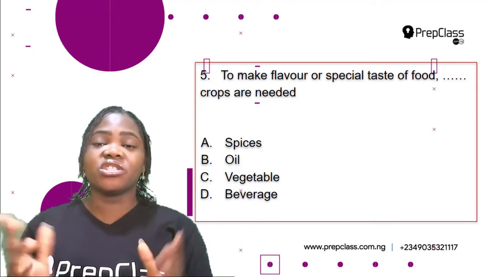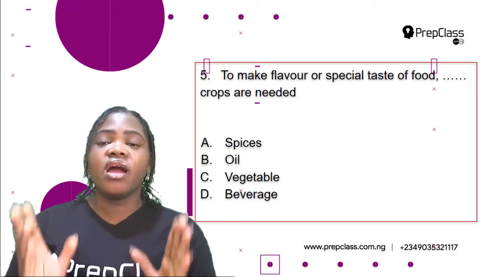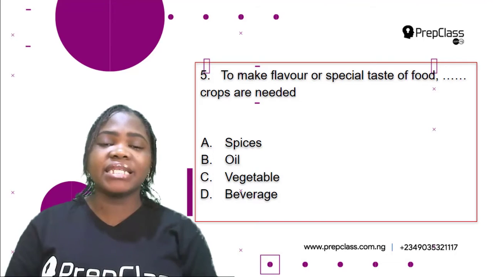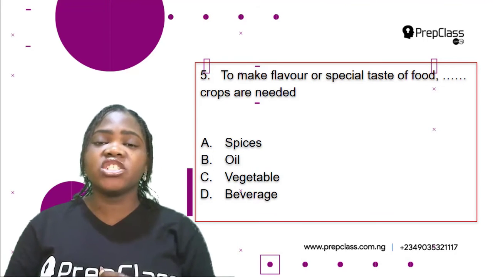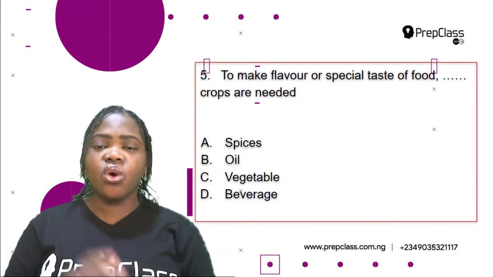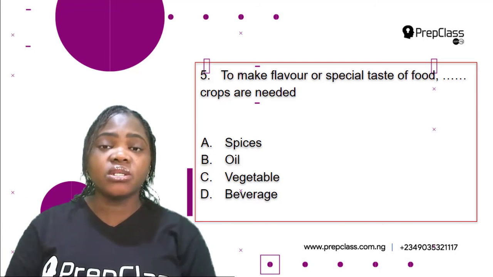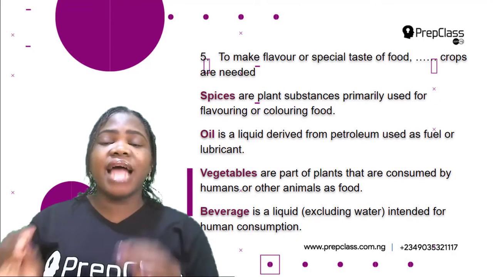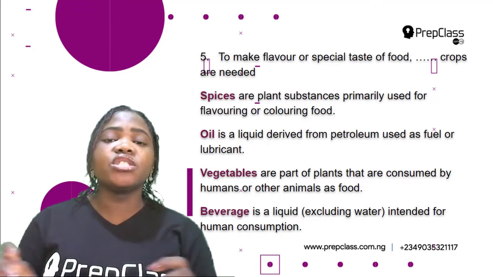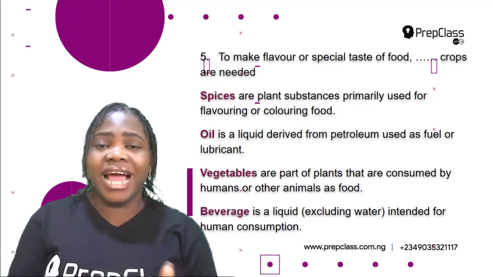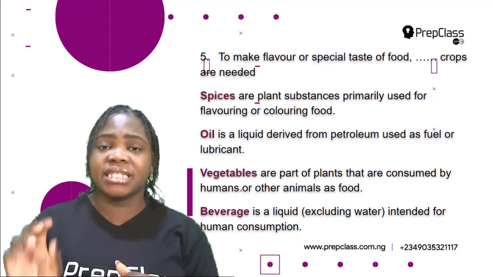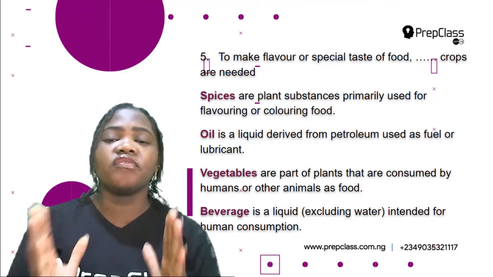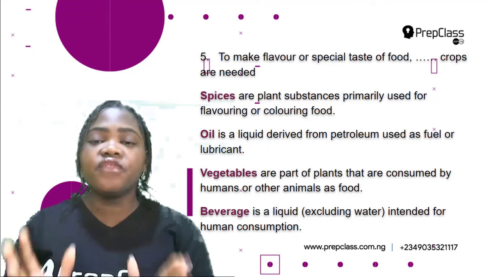Now let's move on to question 5. To make flavor or special taste of food, dash crops are needed. A. Spices. B. Oil. C. Vegetable. D. Beverage. So which of the following options is correct? Let's find out. What are spices? Spices are plant substances primarily used for flavoring or coloring food. An example is turmeric. So turmeric is a spice. They are plant substances that are used for flavoring or coloring food.